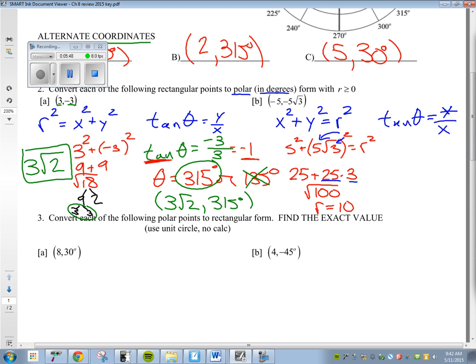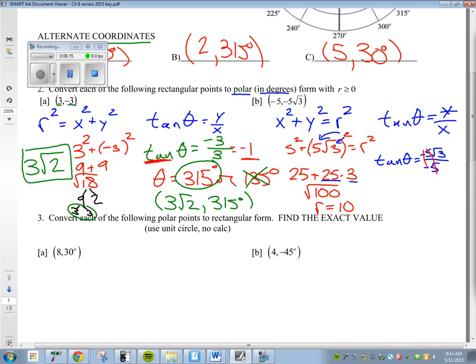Okay, the second part says tangent of theta is going to be equal to y over x. Y over x. So Ashley, what can I do to reduce that? Is it going to be positive or negative? Positive, because I have 2 negatives. And then are there any numbers I can reduce? The 5s are going to cancel.